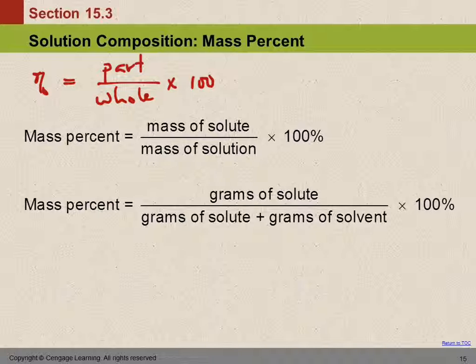So in a solution, if we're doing a mass percent, we're looking at the masses of the components. The part we're interested in is the solute. So we have the mass of the solute, that's like the salt or the sugar that's dissolved, and that's divided by the mass of the solution. Not the mass of the solvent, the mass of the whole thing, the part over the whole, not one part over the other part, times 100. So another way to express that is grams of solute divided by grams of solute plus grams of solvent, because together, the solute and the solvent make up the solution.